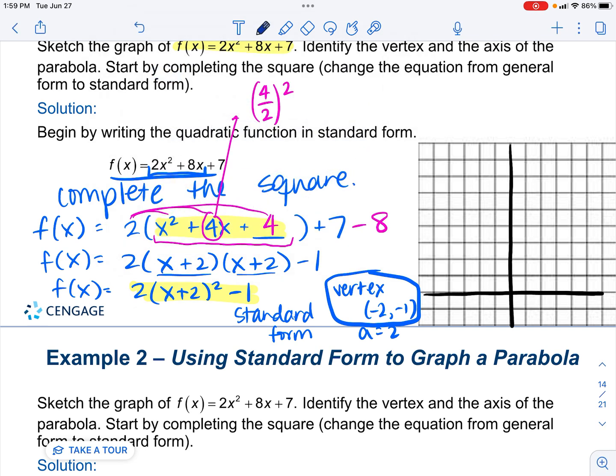So here I have -2, -1. So there's my vertex. A is 2, so I'm going to go over 1, up 2. Back to the vertex, over 2, up 8: 4, 5, 6, 7, 8. And then back 1, up 2, back 2, up 8. So that is my parabola facing up, vertical stretch of 2, and my vertex at -2, -1.